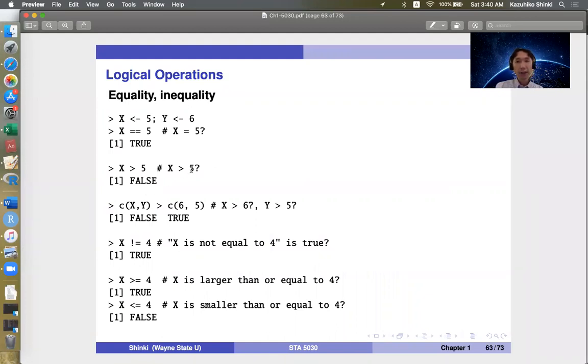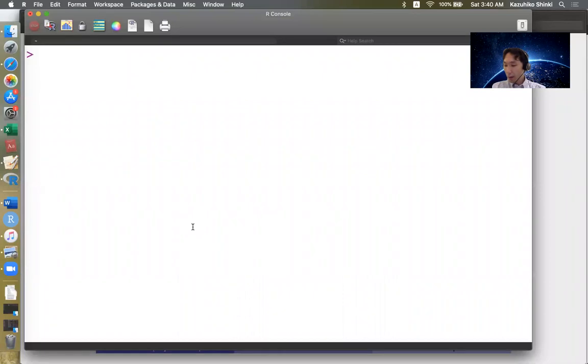Hi everyone, so the next topic is logical operations. So R can judge if some statement is true or false. For example, suppose x is 5 and y is 6. Is x equal to 5 true or false? That can be done by x double equals 5.